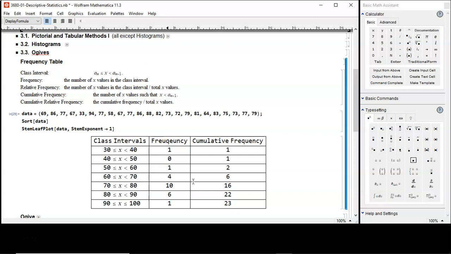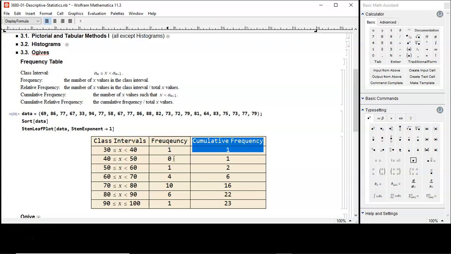Yes, indeed. So, from 30 to 40, there's one student. So that's cumulative frequency of 1. Nobody was added, so staying 1. And then 1 student from 50 to 60. So cumulative frequency from 0 to 60 is now 2. 4 students from 60 to 70. So I'm adding 4. So from 0 to 70, I have 6 students.